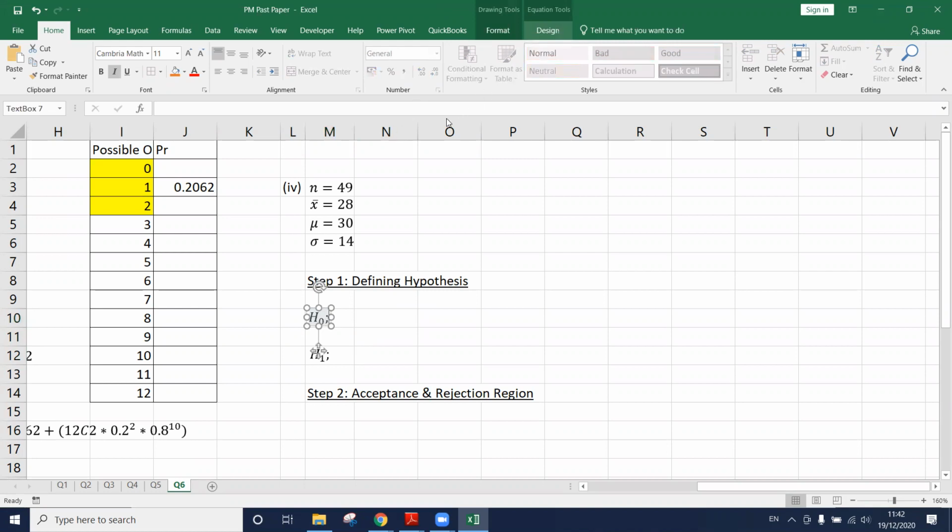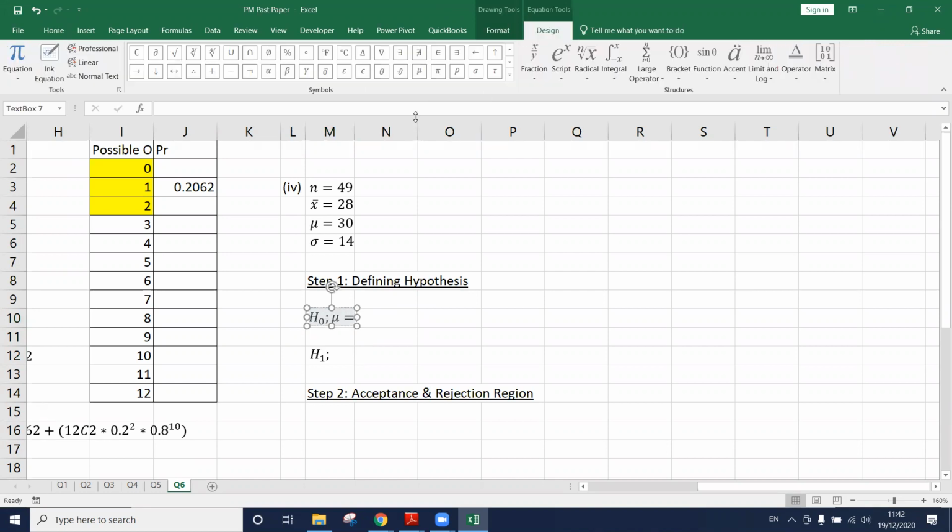The null hypothesis is the assumption: mu equals 30. Now what we want to check is whether employees take 30 minutes on average to do a job or not. Right, that is what we need to test. So the null hypothesis is mu equals 30.